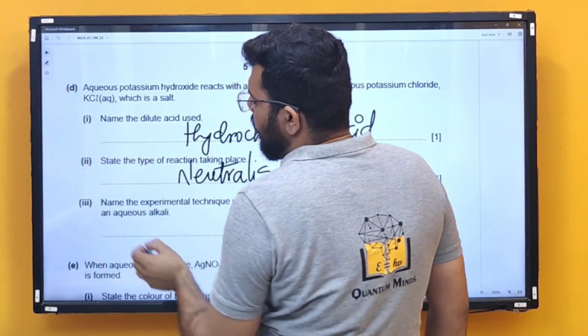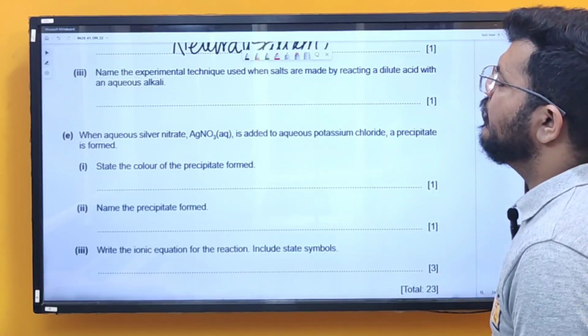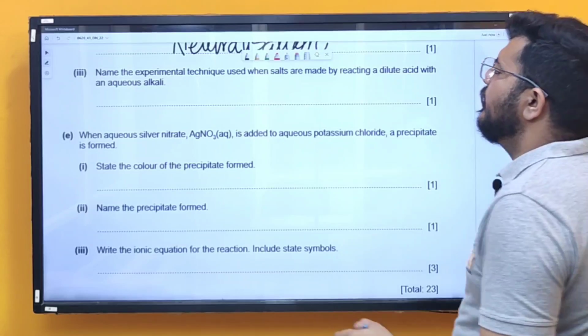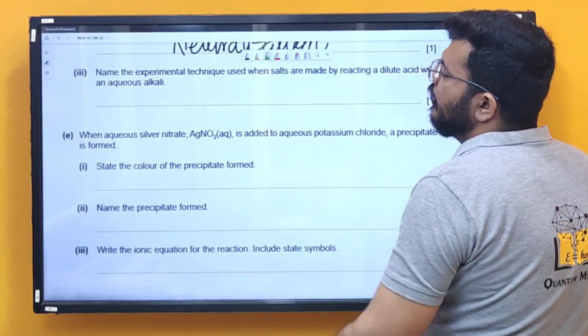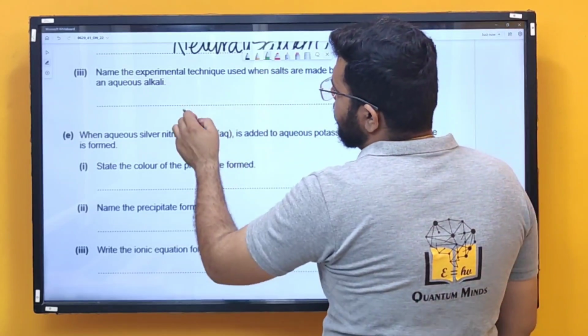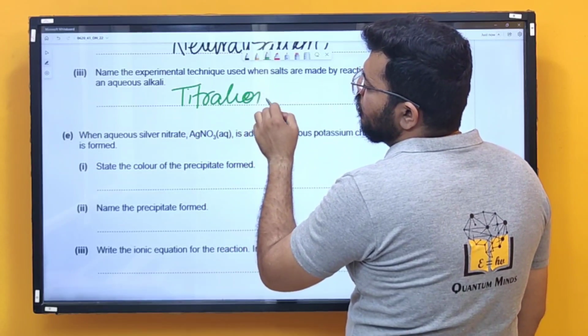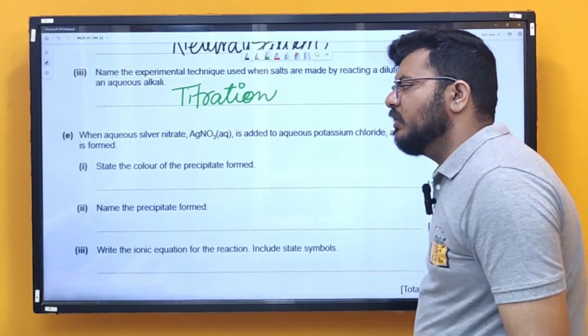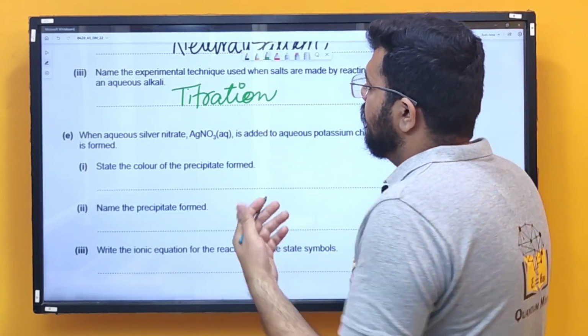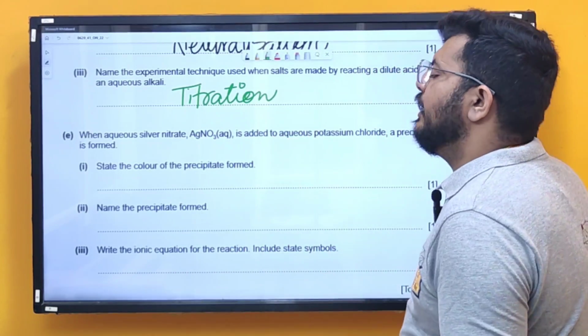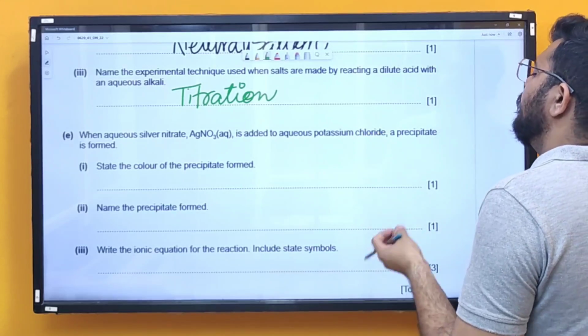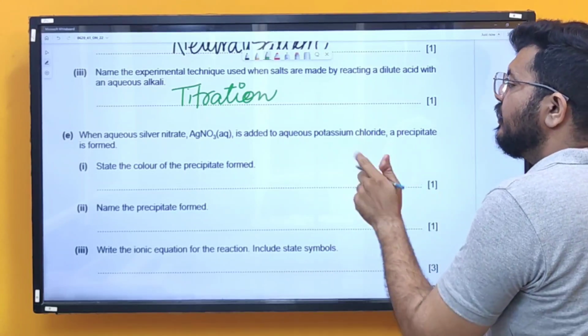Then what do we have next? Name the experimental technique used when salts are made by reacting acid with aqueous alkali. We use titration, right? To find out the exact point of neutralization, we use an indicator.